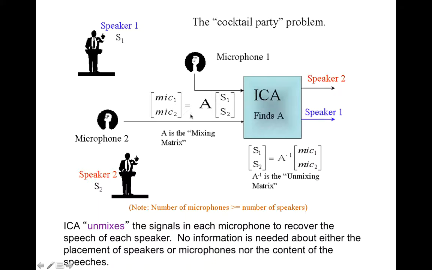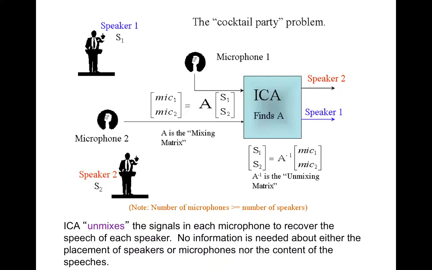What we would like to find, if A is our mixing matrix, is A, because if we then take this matrix problem and invert it, so that instead of having the signals on the left-hand side we now have the speakers on the left-hand side, we can do that if we can find the inverse of the matrix A. So basically, independent component analysis unmixes the signals in each microphone to recover the speech of each speaker.